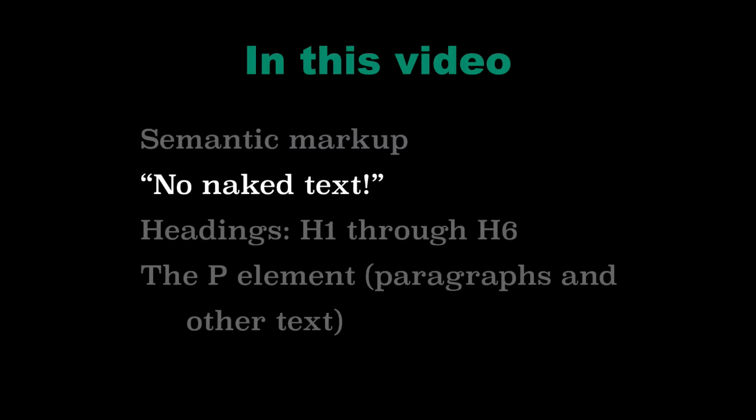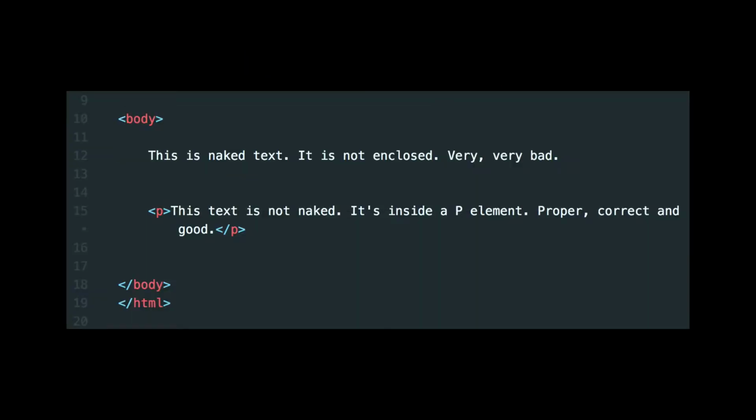The idea of no naked text means that all text in an HTML document must be enclosed in semantic tags. For most text, that's going to be a P element or one of the 6 H elements. There are some other options, such as block quote, but the most common are going to be the H's, of which there are 6, and the P's. So don't leave text unmarked within your document.